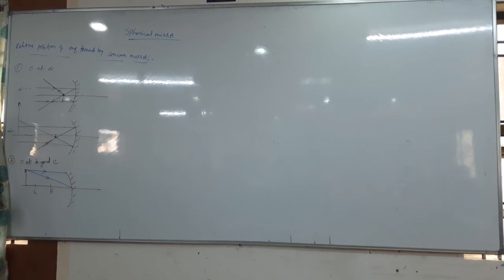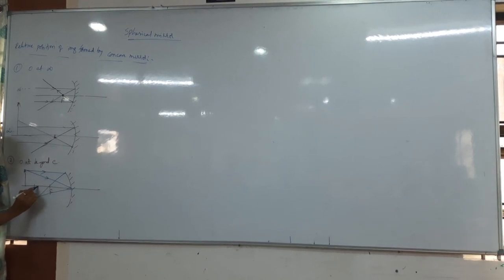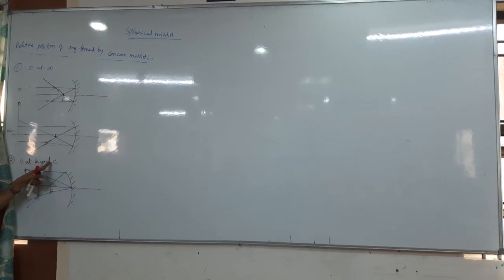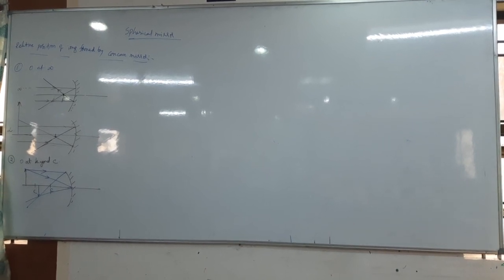Then after that, where will I get the image? I will get the image between C and F. Very good. Now this is a larger object or smaller object? Larger object. This one is a smaller image. So whenever the object is beyond C, where will you get the image? In between C and F. And is it real or virtual? Real image. Erect or inverted? Inverted image. Enlarged or diminished? Diminished image. Clear? This is about beyond C.